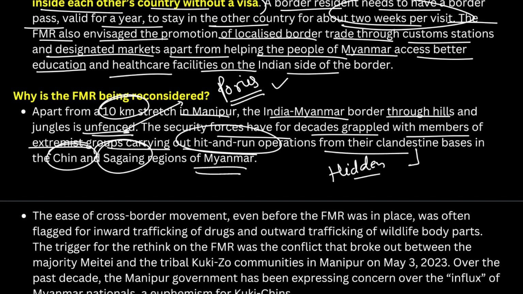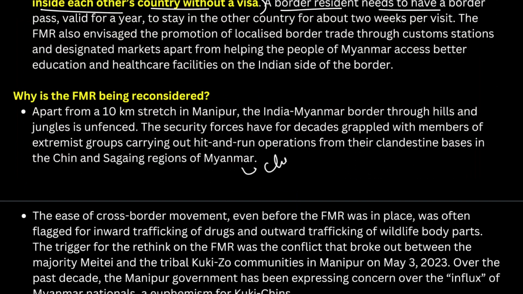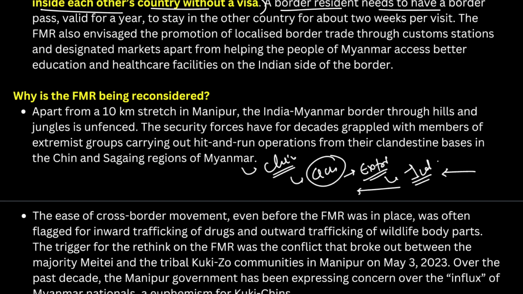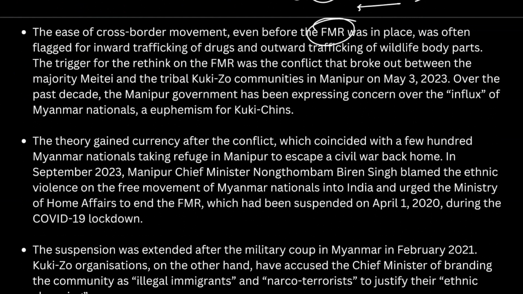So in Myanmar, we can see there are multiple influences, especially the Chinese influence. China provides guns to these extremists. They come into India, do their job, whatever it is, and go back. All right, so it's sort of a hit and run, and our security agencies go behind them and sometimes cannot catch them. So the ease of cross-border movement, even when the FMR was in place, was often flagged for inward trafficking of drugs and outward trafficking of wildlife body parts. So it's basically a mess that FMR has made.